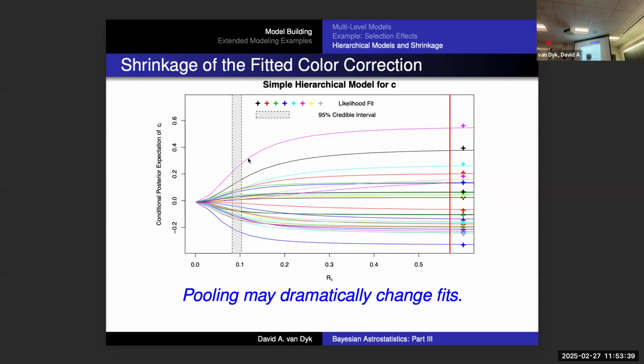So if I say this variance goes to 0, what I'm saying there is that all supernovas have the same color correction. If all supernovas have the same color correction, and I know that, well, they should all have the same estimate. And so that's what's happening here. Over here, I'm letting this thing, it only gets up to 0.5, but you can imagine it asymptotes, it kind of goes all the way up to infinity. These little pluses are the C hats, the individual estimates of the color corrections.